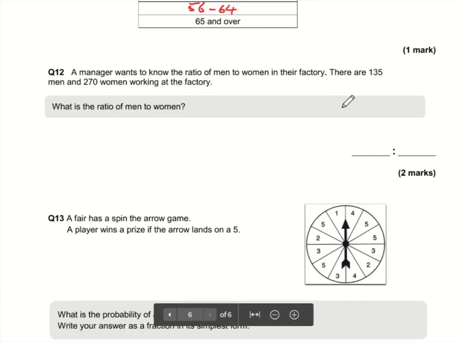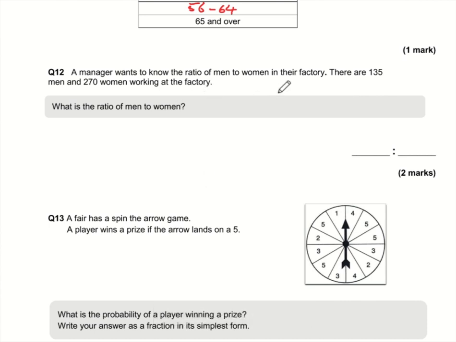Okay, let's have a look at number 12. So we know there's 135 men to 270 women, so I can write that as a ratio of 135 to 270. Now, I didn't spot this immediately, so I wouldn't expect you to either. So both of these numbers are divisible by 5. So what is 135 divided by 5? 13 divided by 5 is 2 with a remainder of 3. 35 divided by 5 is 7. So 27, divide this by 5.